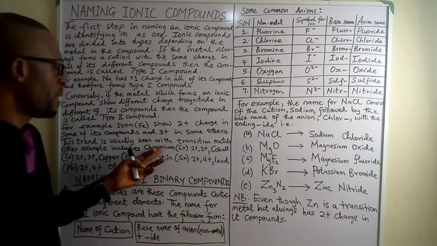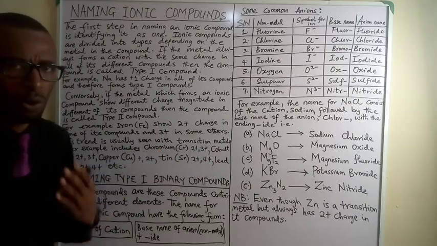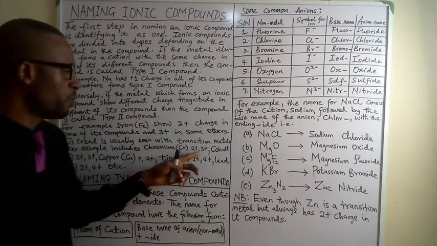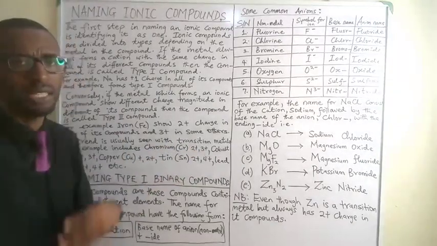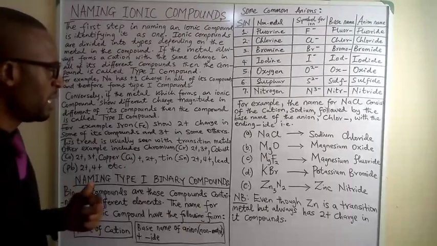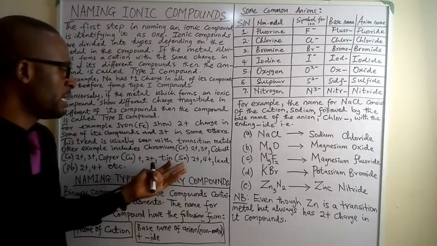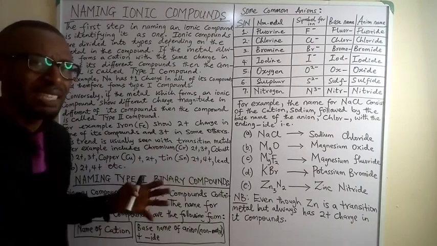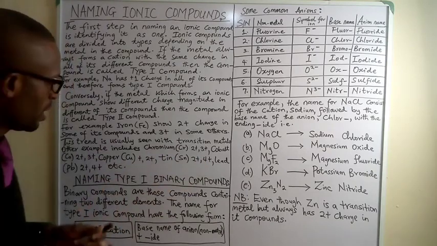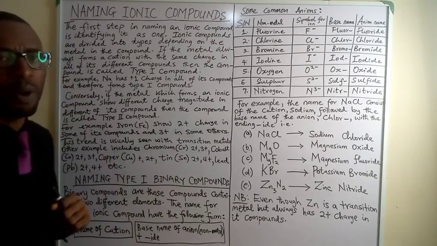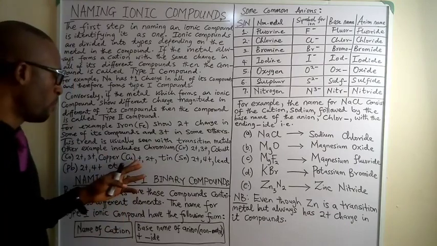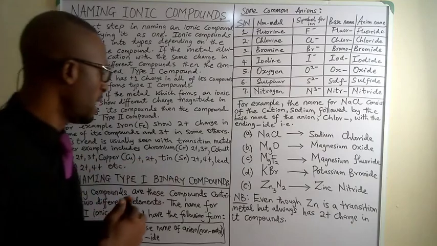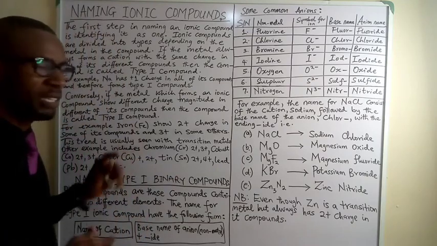Take for instance the pair of chromium and cobalt. You will always see some of their compounds with these metals showing a 2+ charge and a 3+ charge in others. Again, this pair, tin and lead, also show 2+ and 4+ charges in their different ionic compounds, while copper will show a 1+ charge and a 2+ charge in different ionic compounds. So pay attention to this.